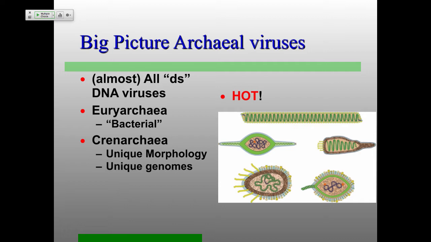Again, big, ridiculously gross picture here. The Euryarchaea have bacterial-like viruses, i.e. head and tail structures, whereas the Crenarchaea have these absolutely bizarre and wonderful virus morphologies, incredibly unique genomes, etc.